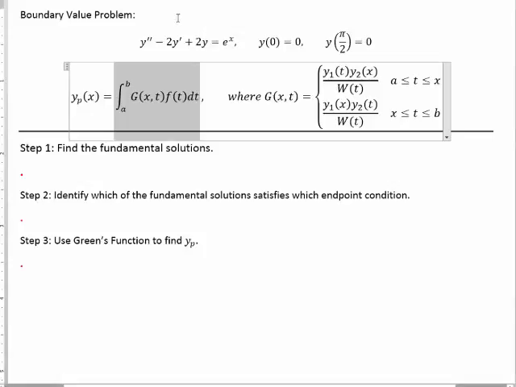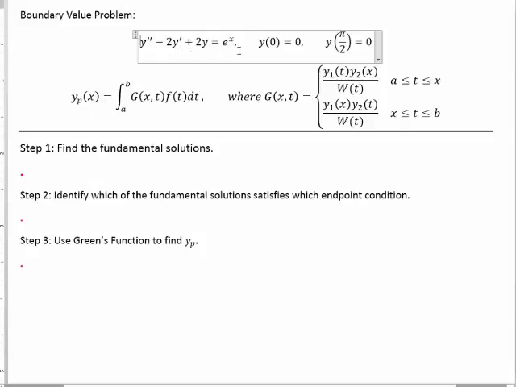Here's an example of a boundary value problem where we use Green's theorem. We have a differential equation, and then our initial conditions are not actually initial conditions, they're boundary conditions. We have a different x for each of these conditions, and they're set equal to 0.